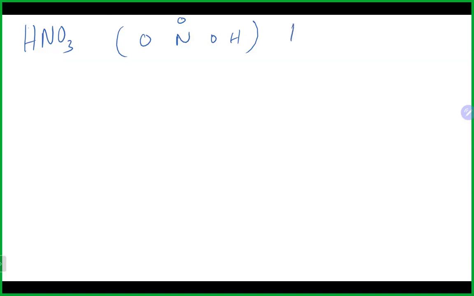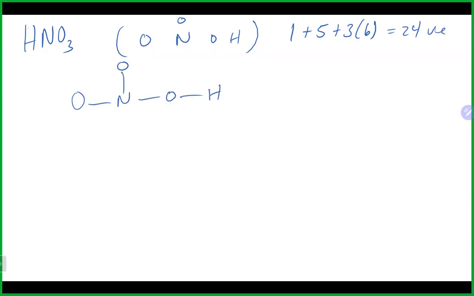We have hydrogen, which is 1. We got nitrogen, which is 5, and 3 times 6. So that's 18, 19, 24 valence electrons. So although there are more elements involved here, it still works the same way. We're just going to connect everybody up with a single bond, just like normal. Now we have used 2, 4, 6, 8 electrons in this case. And we got then 16 more to go.